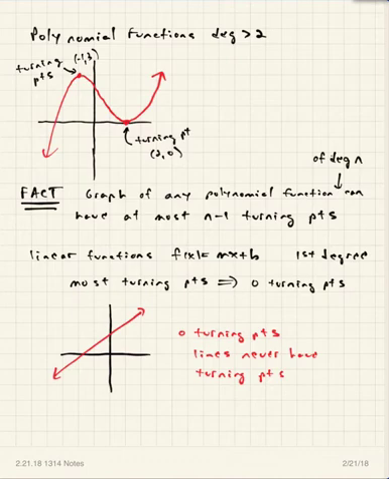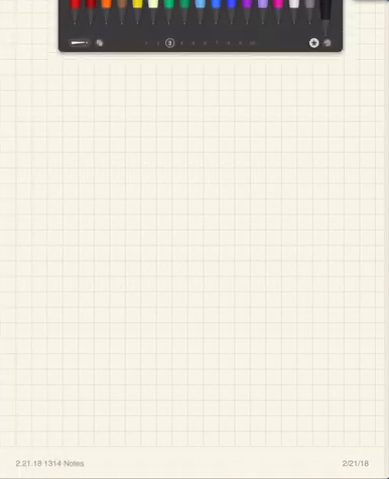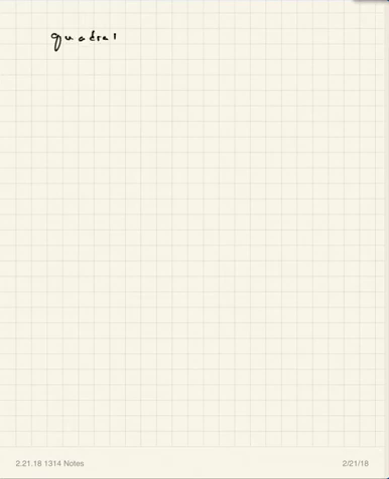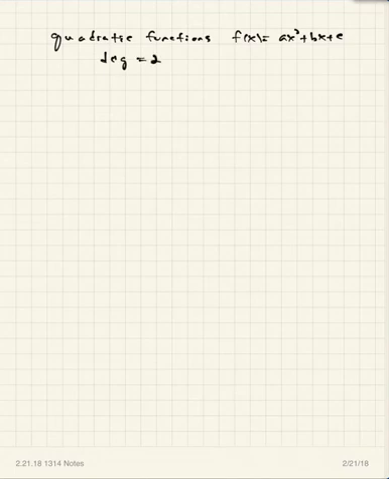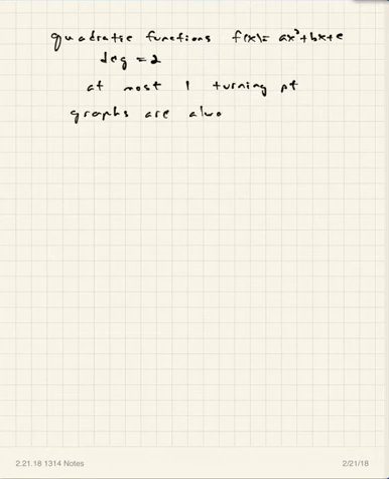So now let's look at quadratic functions and see how that rule fits in with quadratic functions. A quadratic function is a function in the form ax squared plus bx plus c, and so its degree is 2. And so what about quadratic functions? They can have at most 1 turning point. But what are the graphs of quadratic functions? The graphs are always parabolas, because it's a quadratic function. And how many turning points do parabolas have? All parabolas have exactly 1 turning point.